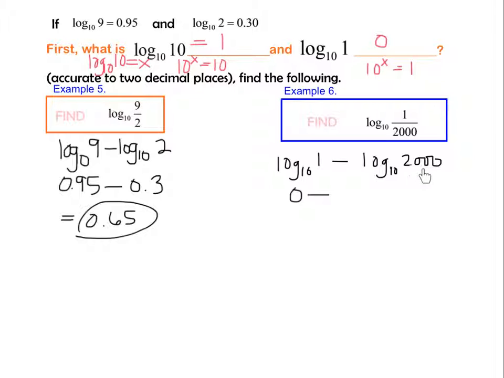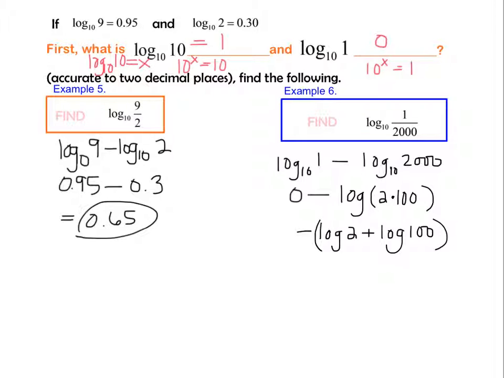So let's try to break that down, because we know 2,000, we can break that down into a product. So what we have here is, let's write it like this. Log base 10 of, instead of writing 2,000, I'm going to write 2 times 100. So I have minus log of 2 times 100, and I'm going to write that as addition. So log of 2 plus log of 100. So far so good, because I know what log of 2 is. That was given to me up here. But I still don't know what log of 100 is. So we're going to have to break this down a little bit more.